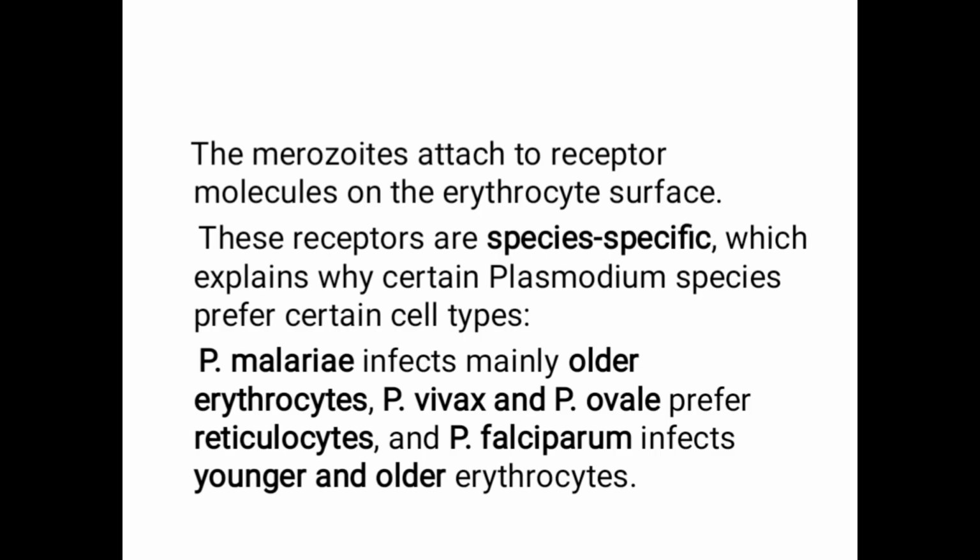These receptors are species-specific, which explains why certain Plasmodium species prefer certain cell types. For example, Plasmodium malariae infects mainly older erythrocytes, Plasmodium vivax and ovale prefer reticulocytes, which are the early stage of the erythrocytes, and Plasmodium falciparum infects both younger and older erythrocytes. That explains why the clinical features of Plasmodium falciparum are more severe than other species of Plasmodium, because it can infect all types or all stages of the erythrocytes.